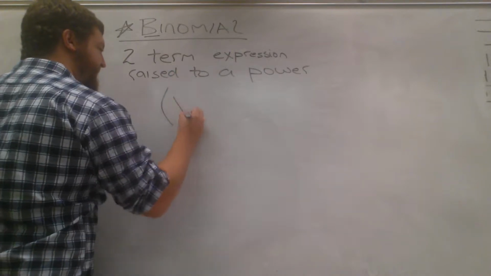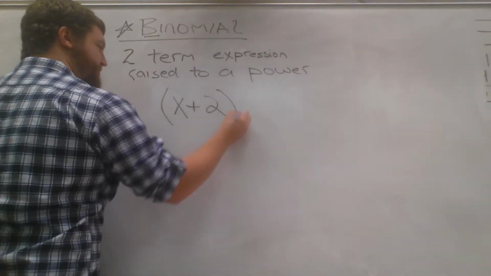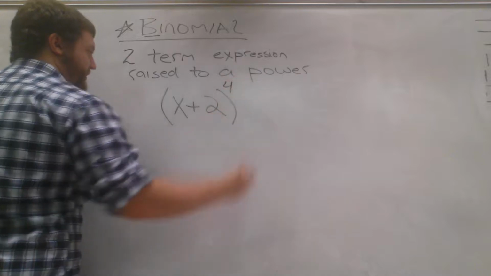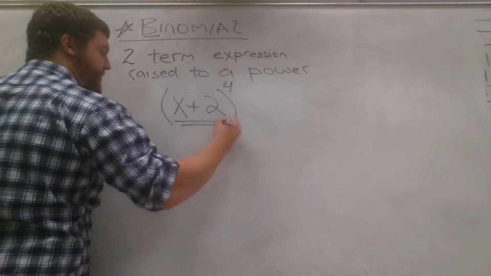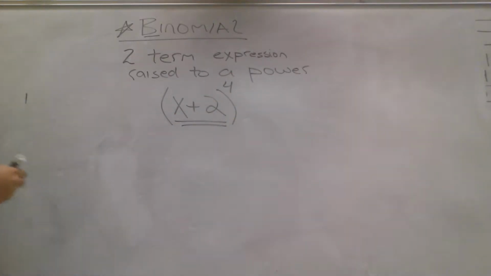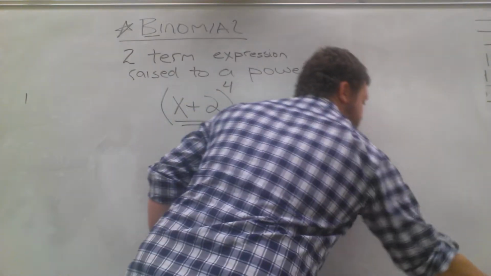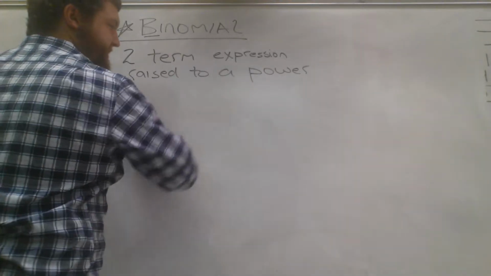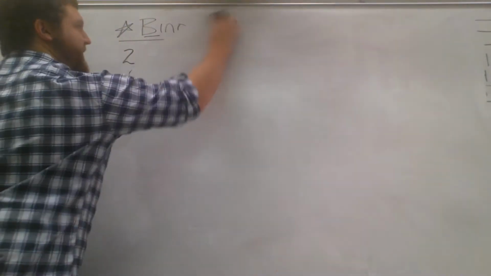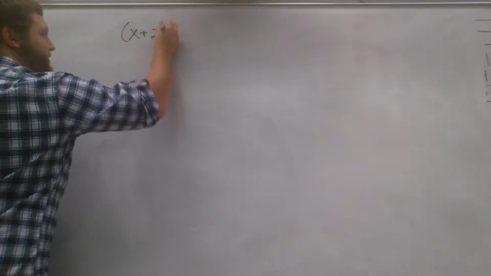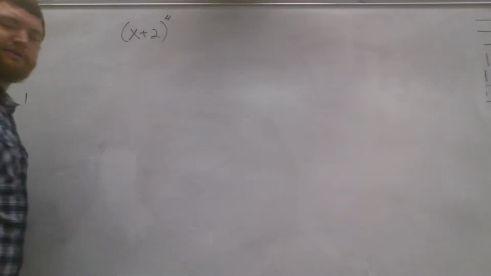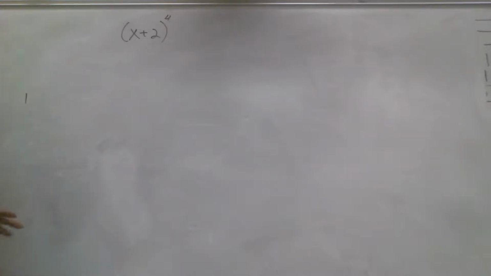So we've got this, x plus 2 to the fourth power. Okay, this is my binomial, and that's my exponent. Okay, beautiful. So let's talk about what exactly the purpose of this is. I feel like we don't talk about that enough in math. So the purpose of this is, let's say we have a problem where we're trying to figure out what x plus 2 to the fourth power is. Okay, we don't really know.